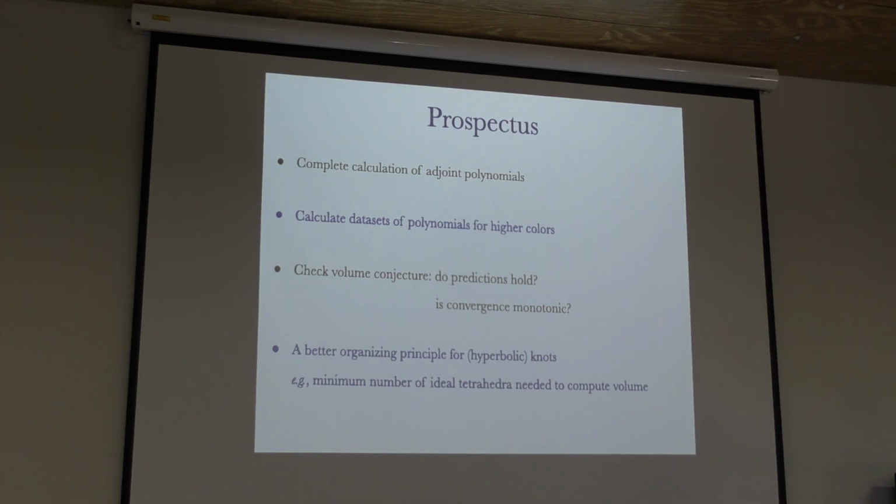We'd like to check these predictions. We'd like to see whether there's a way of addressing the volume conjecture using these predictions. And then we can also think about coming up with a better organizing principle for understanding these knots. For example, instead of organizing things by crossing number, perhaps we can organize things with minimal number of ideal tetrahedra to create the volume. That hasn't really worked out too well.